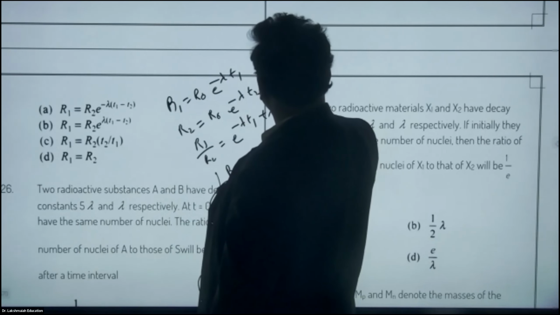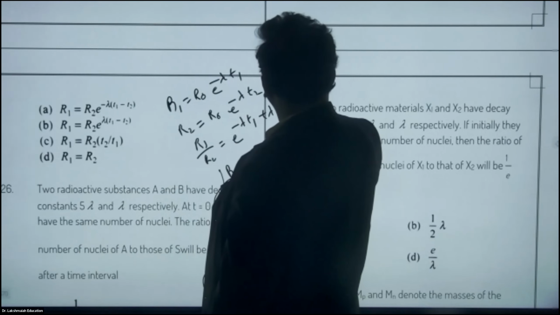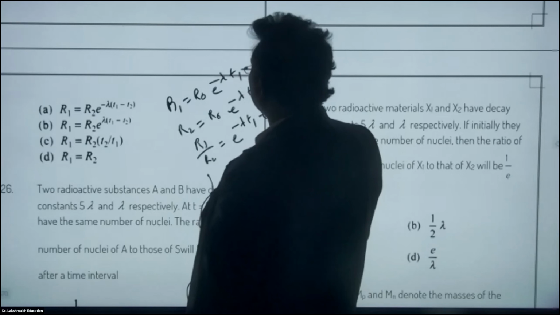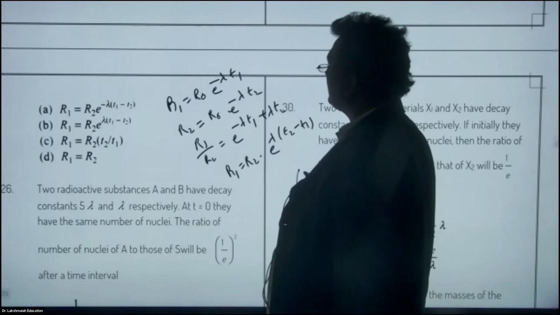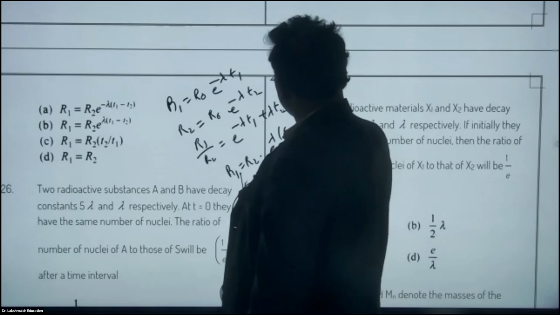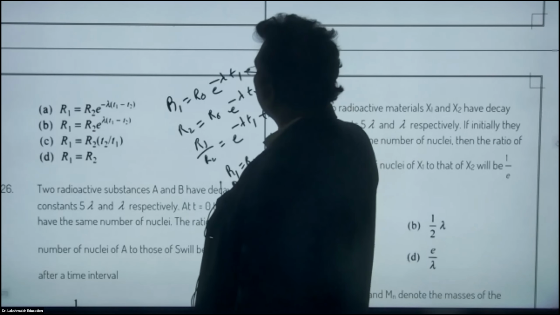It is T2 minus T1. Lambda you take as common, that is T2 minus T1. If you take minus as common, it is T1 minus T2. So option A is correct. Which option is correct? Option A, sir. First option is correct. Right.